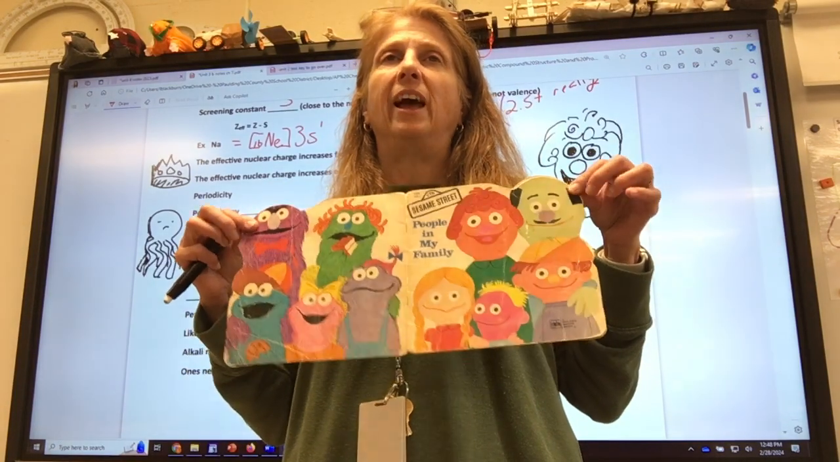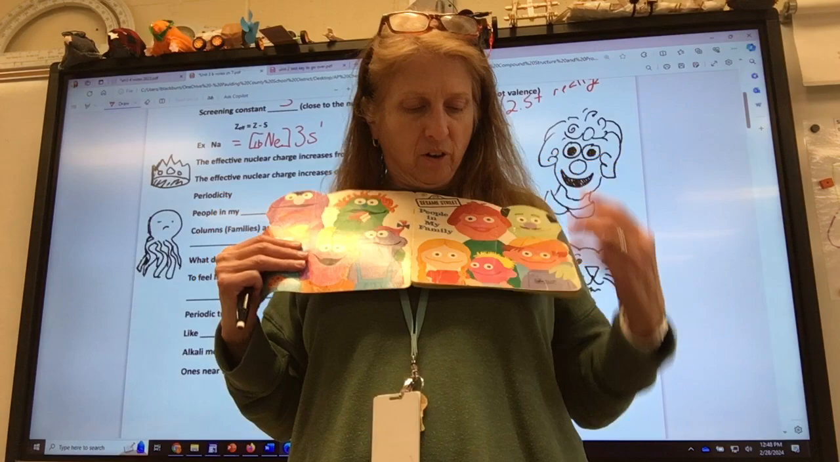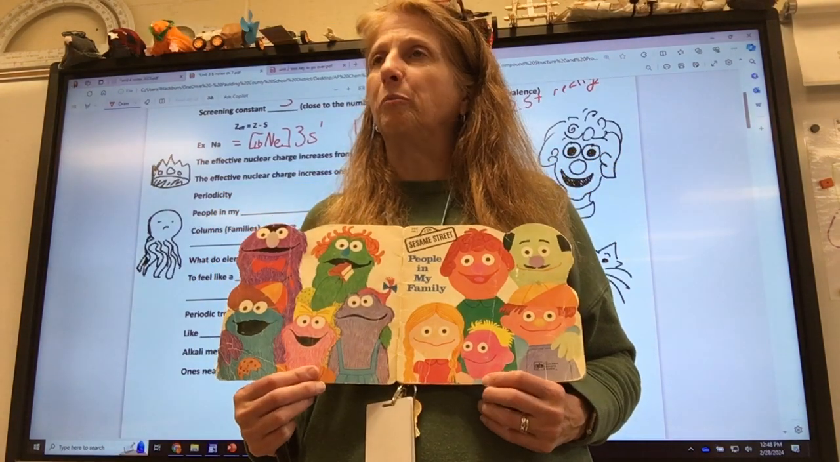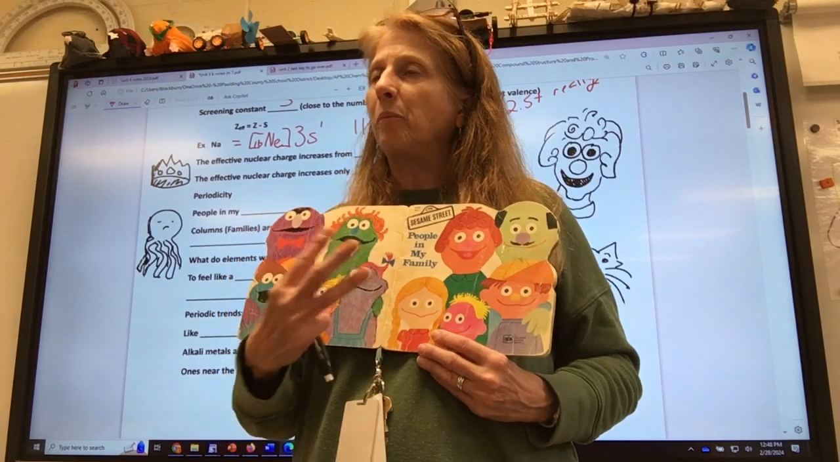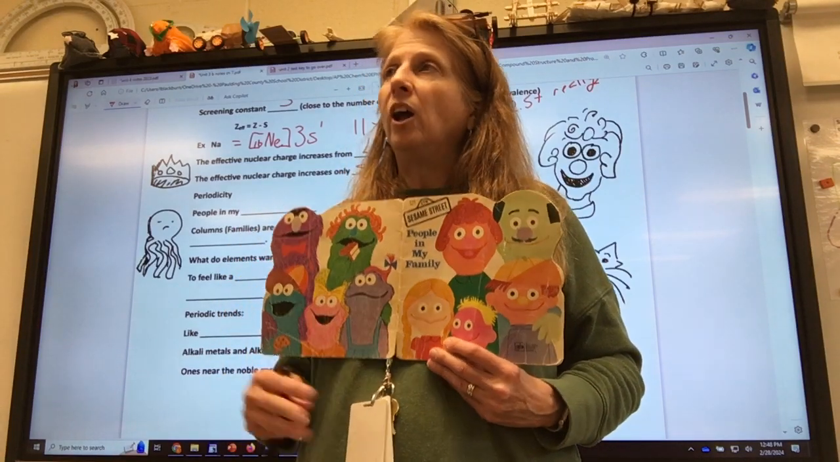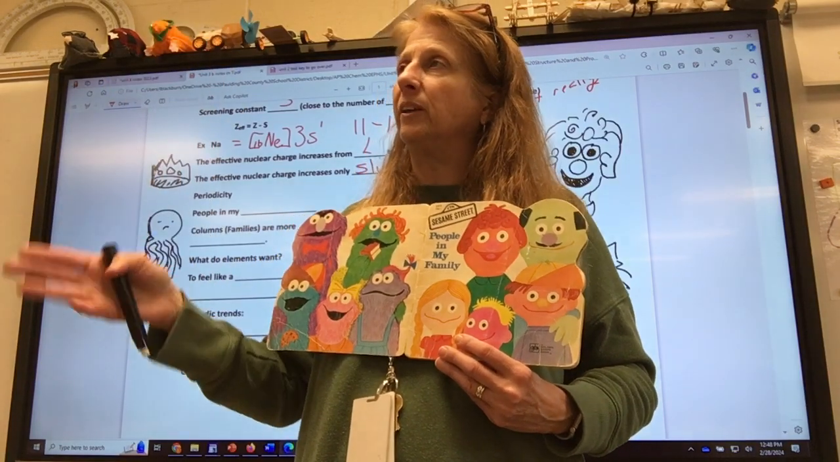But also, the families have similar members. If you look at the 2 dads, they're the biggest. They have the biggest nose. They have the biggest eyebrows. If you look at the smallest member of the family, they're pink, and they're the smallest. So the periodic table is the same. The columns, the families are alike.